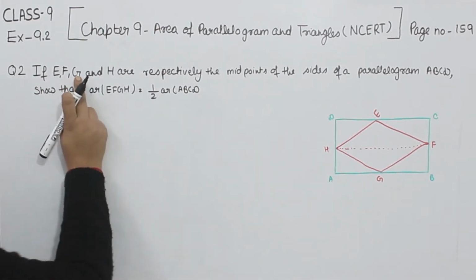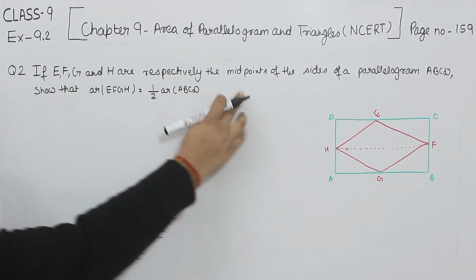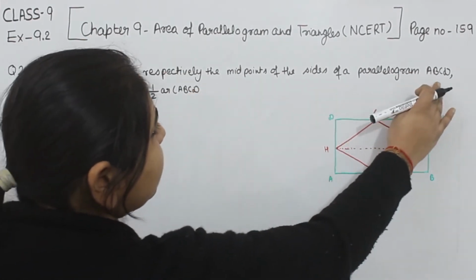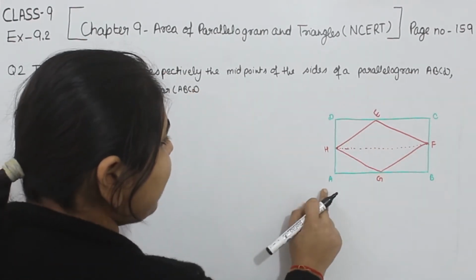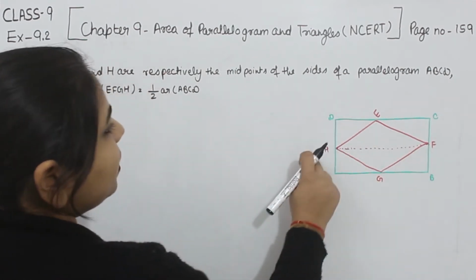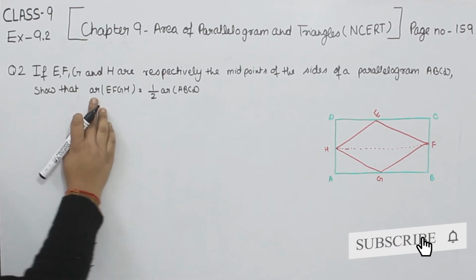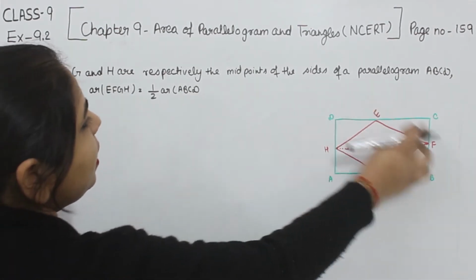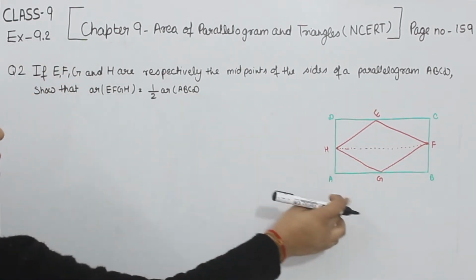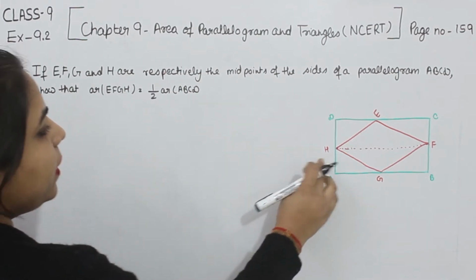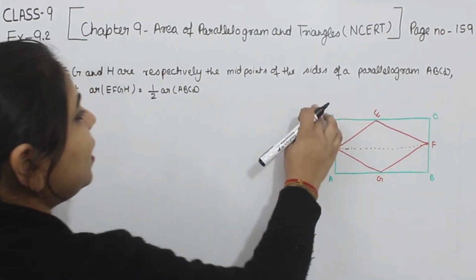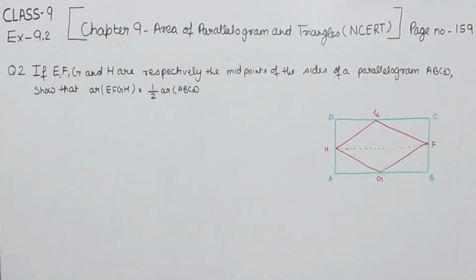If E, F, G, H are respectively the midpoints of the sides of a parallelogram ABCD. So this is the parallelogram ABCD and these are the midpoints E, F, G, H. Show that the area of EFGH is half of the area of ABCD. So this one we have to prove.